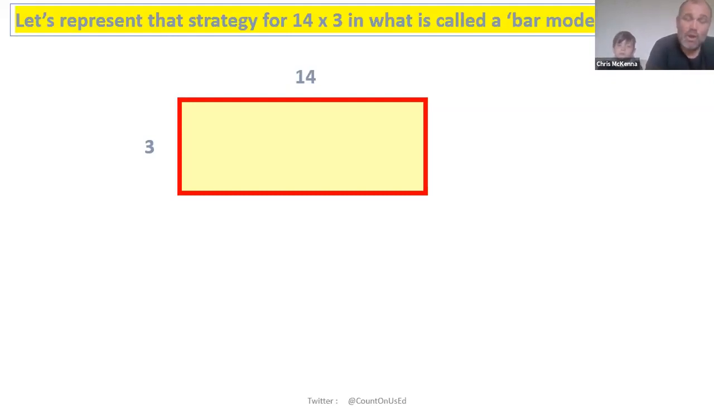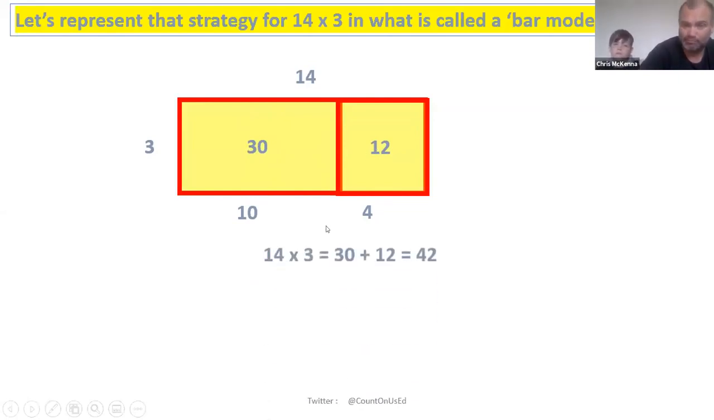And what I'm going to do with that 14 is the same as I did in the previous screen. I'm going to split the 14 up into 10 and 4, because 10 plus 4 is 14. So I'm splitting the 14 groups of 3 into 10 groups of 3 and 4 groups of 3. 10 times 3 was 30, so let's put 30 in there. 4 times 3 is 12, so we put 12 in there. And we can see 14 times 3 is the 30 plus this 12, so the answer is 42.